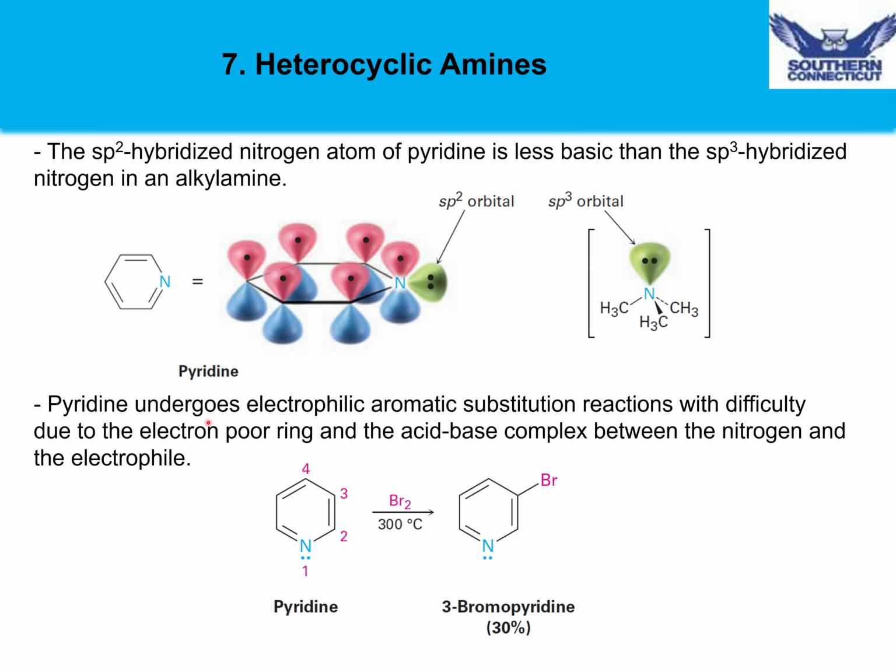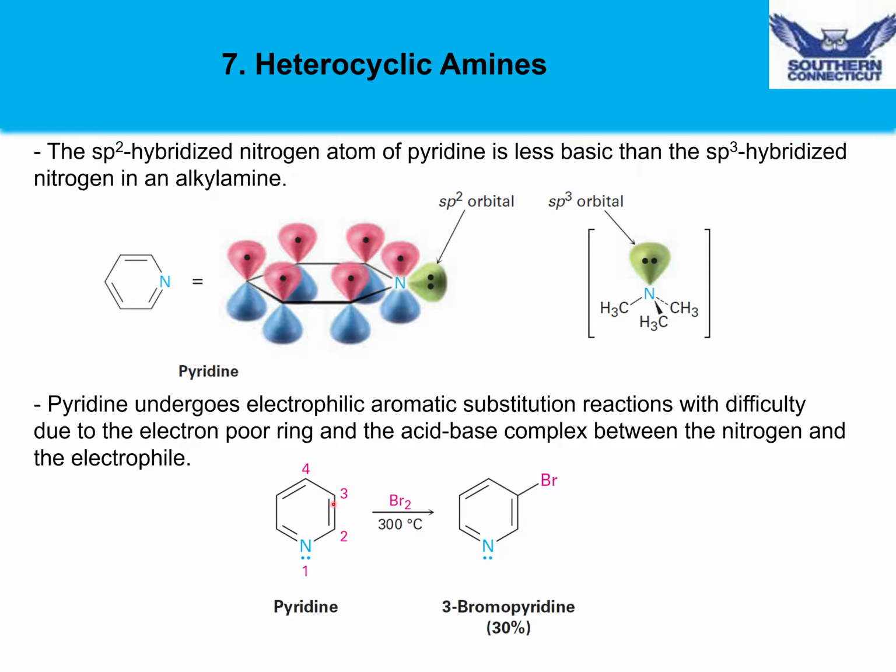Pyridine, similar to benzene, will undergo electrophilic aromatic substitution reactions. However, the reaction is generally very slow. In fact, in order to do a bromination reaction, we have to heat pyridine and bromine to 300 degrees just to get a 30% yield of 3-bromopyridine.